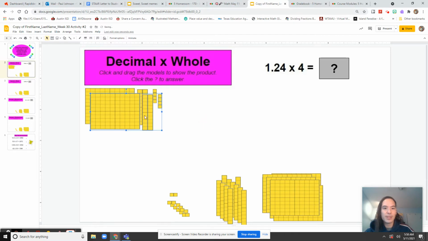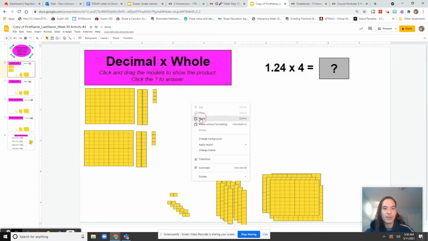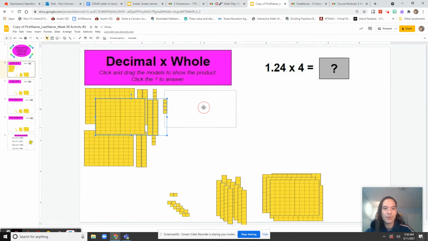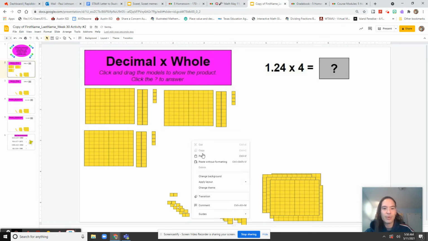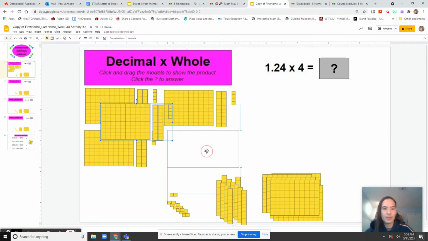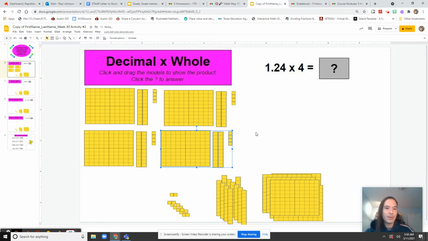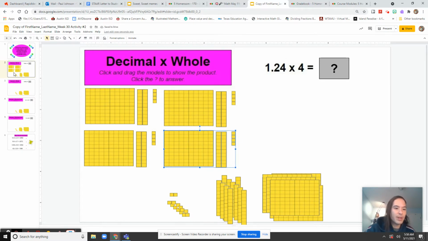Might be easier to just copy paste. There's 2 groups of 1 and 24 hundredths. 3 groups of 1 and 24 hundredths. 4 groups of 1 and 24 hundredths. All right, so we could either count everything that we have right there, or we can do the algorithm. So 1 and 24 hundredths times 4 groups.